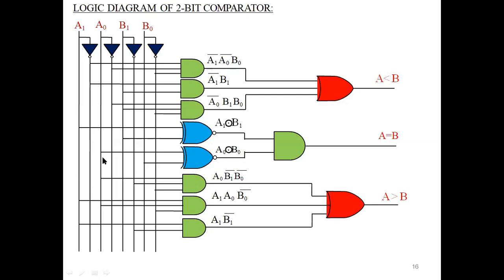Here A0 value is 1 and here B0 value is also 1. So 1 exclusive-NOR 1 is nothing but 1. So 1 into 1, 1. So for A is equal to B, we got the value 1.